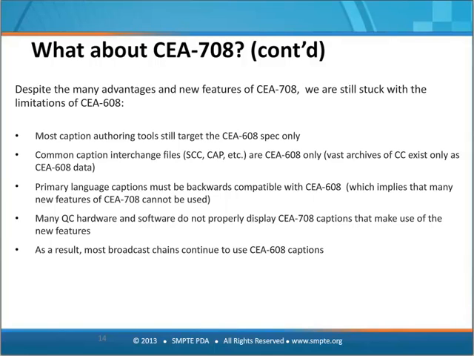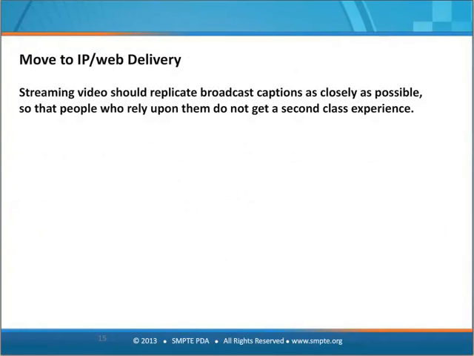So as a result, most broadcast workflows continue to use 608 captions for most of the process. And it's only at the last step before this thing goes out to air or goes out to the cable plant that there's a device that takes the 608 data and translates it to 708 data. So you do have 708 data, but you're only making use of the 608 features. And that's where we are today.